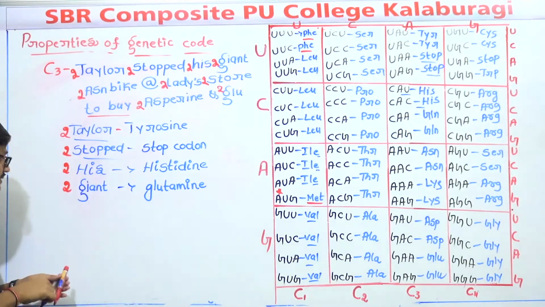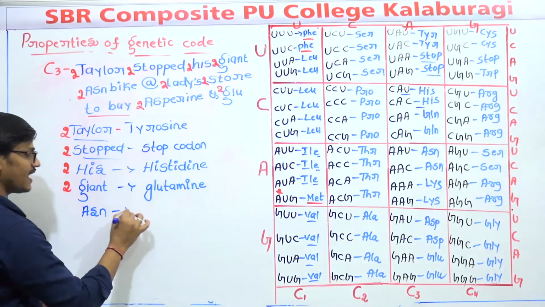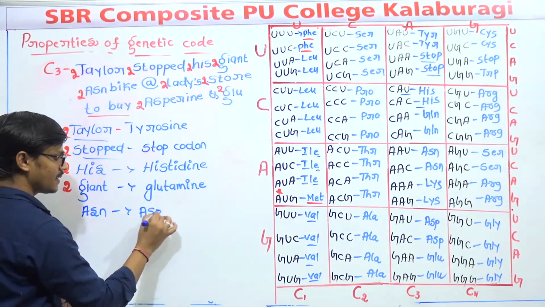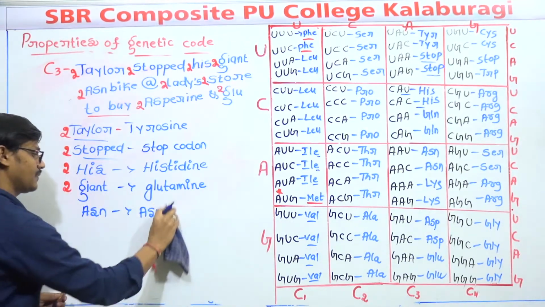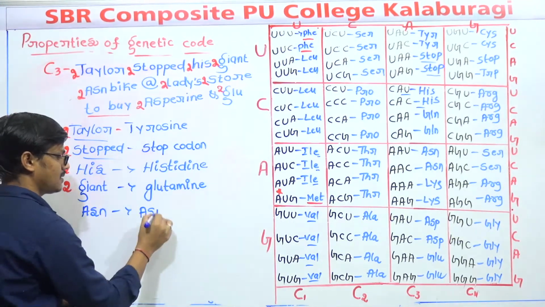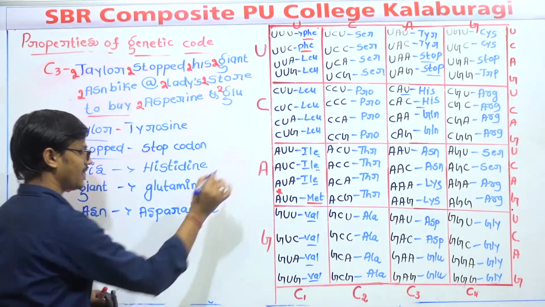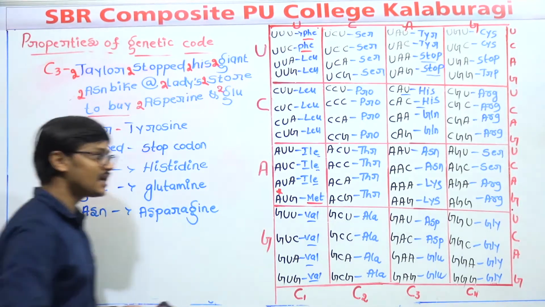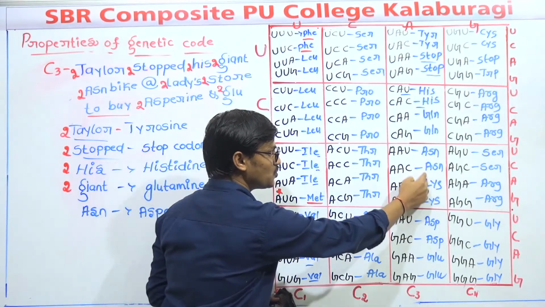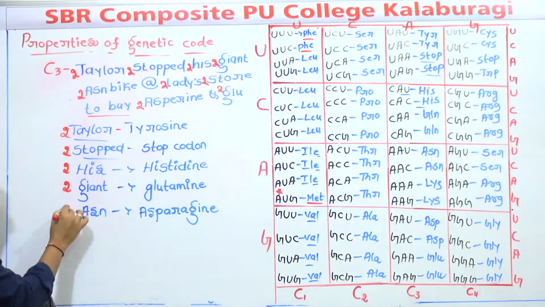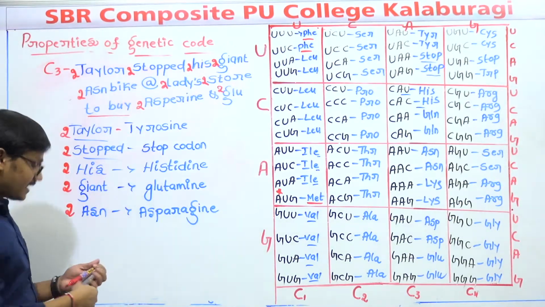Next, ASN bike. See here, ASN. What is the meaning of ASN? You know that? It is asparagine. ASN stands for asparagine. And how many codons are there for asparagine? See here, ASN, 1 and 2. There are 2 codons. That's why again here we have to write 2. Okay, asparagine is completed.